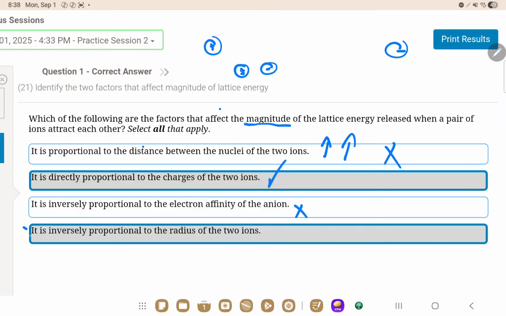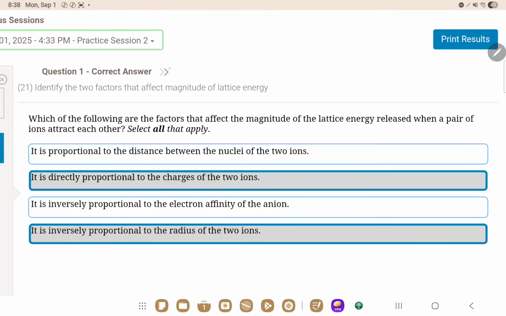It is inversely proportional to the radius of two ions, which is basically saying the opposite of this. So it's telling you that it is inversely proportional, so the farther away the ions are from each other, the less energy released. Or in other words, the closer they are to each other, the more energy released, which is definitely correct. Let's move on to the next question.